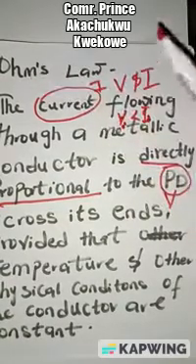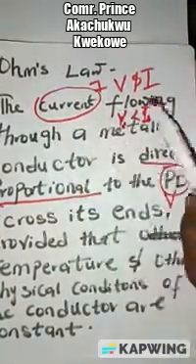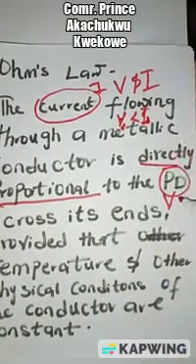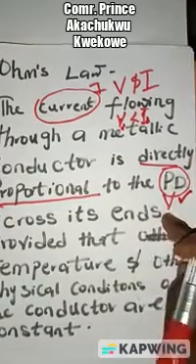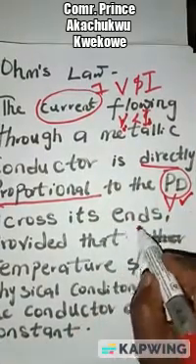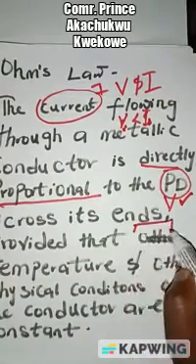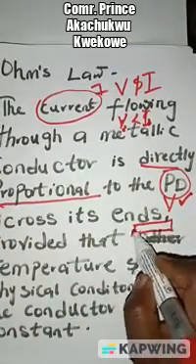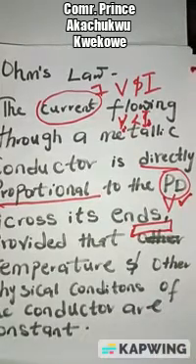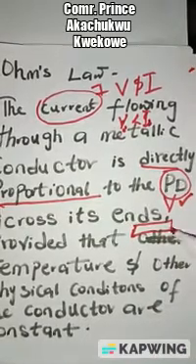So Ohm's law states that the current flowing through a metallic conductor is directly proportional to the potential difference across its ends. You understand? What we mean by its ends is, remember I drew something like this. Okay? Remember I drew something like this.